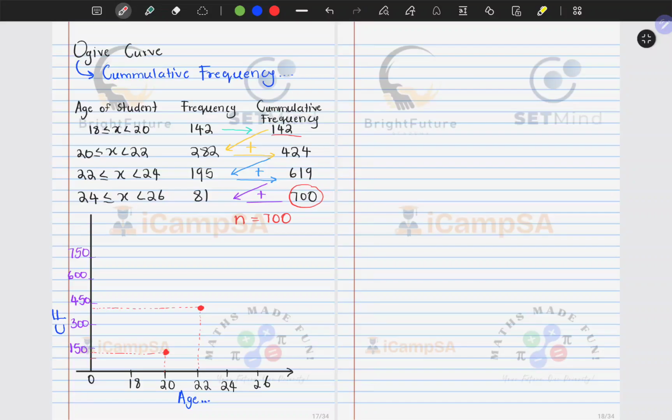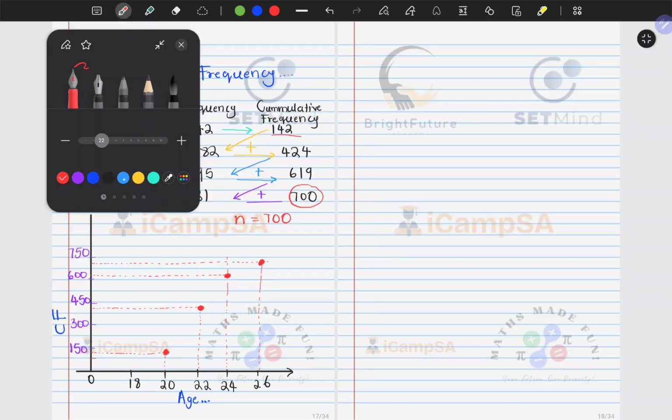Then we have now at 24, we have 619. So that is just above 600. Okay, so we have that. And then at 26, we have 700. So if you think about it carefully, 700 is somewhere here. Okay, it's just below 750. So that becomes our 700. So we can now connect our graph and be happy.